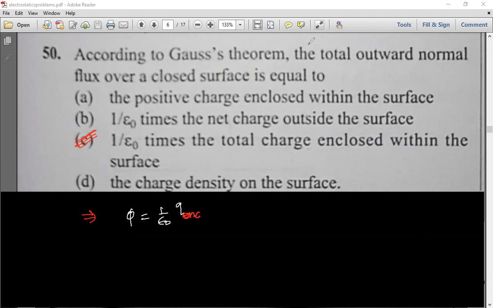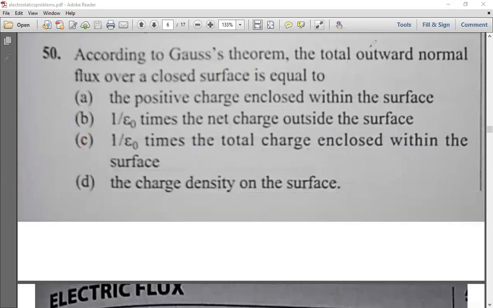Very very simple question. This is just a statement of Gauss law, right? Flux phi is equal to 1 by epsilon naught times charge enclosed. So option number C should be the answer. Shall I go to the next question? Finished? Okay, let's go to the next question.